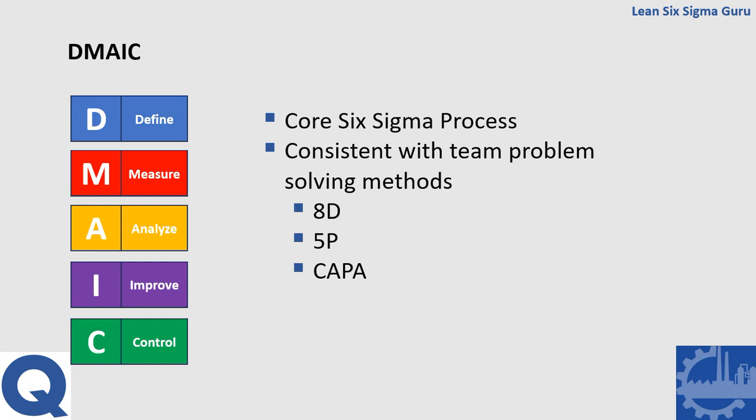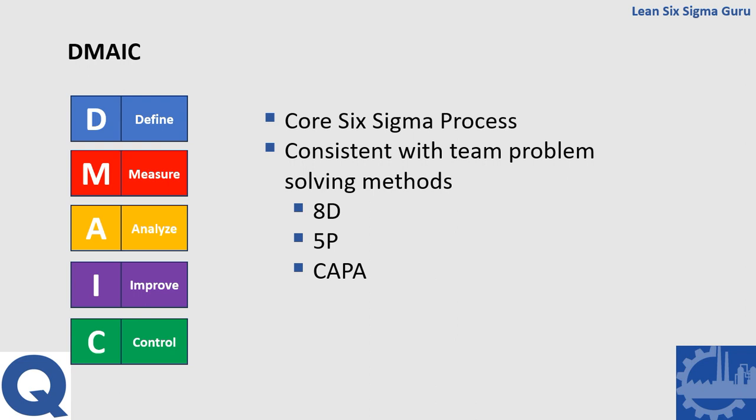DMAIC is define, measure, analyze, improve, and control. It is a process. It is a distinct 5-step process. It is the core Six Sigma process. Six Sigma projects often use DMAIC as the process to go through to identify and solve the problem.